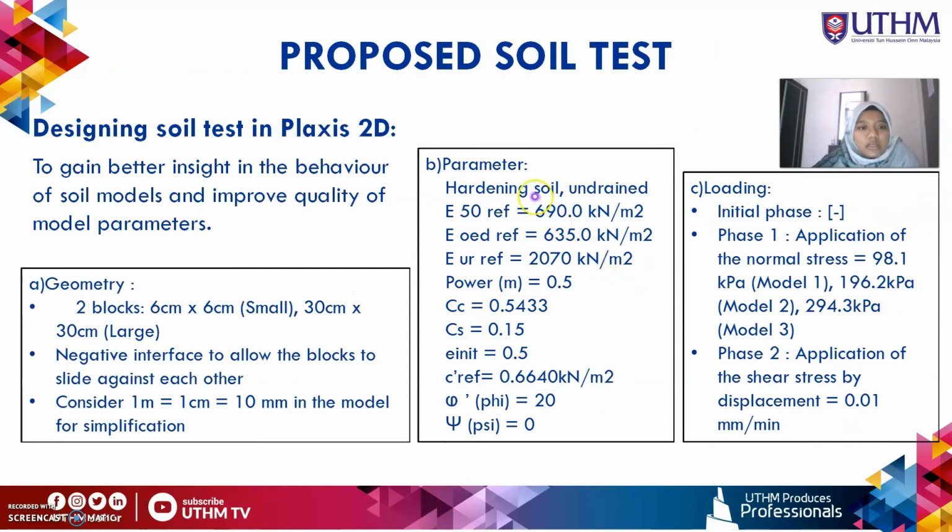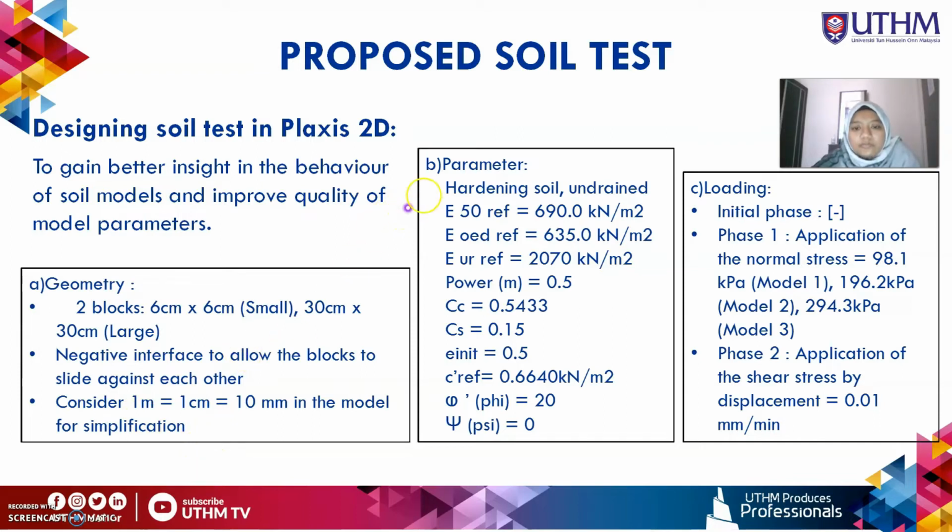For designing soil tests in PLAXIS 2D, the objective is to gain better insight into the behavior of soil models and improve the quality of model parameters. For geometry, the design is two blocks. The small one is 6 cm times 6 cm. For the large one, it is 30 cm times 30 cm. There is a negative interface to allow the blocks to slide against each other. And we consider 1 meter equals 1 cm equals 10 mm in the model for simplification.